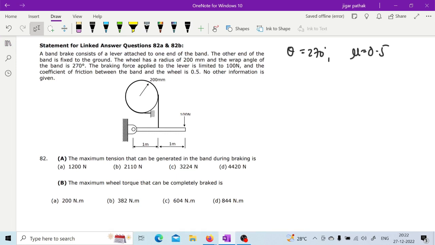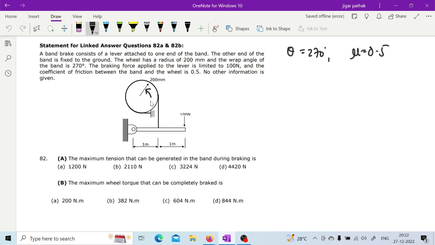Sir, in which direction is the drum moving? They have not provided any information, I guess. So in that case, what you can do is assume that it is moving in this direction only, right? So sir, the answer can be either 18.95 or 2110.